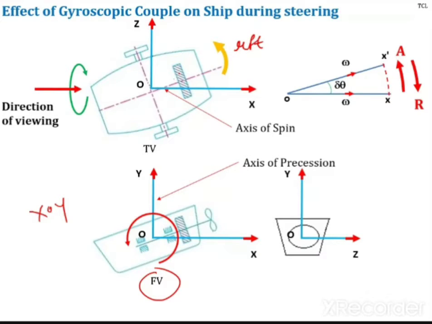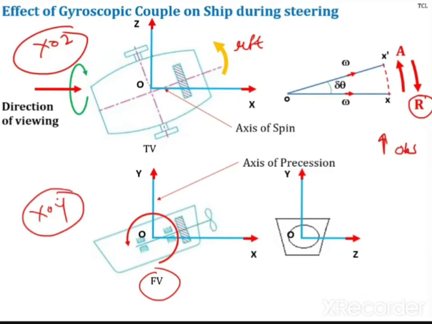Where you can see the ship is taking a left turn from the top view, that is in the XOZ plane. You will look into the XOZ plane, that is the plane of precession, and this reactive gyroscopic couple is acting anti-clockwise. You will see this in the plane XOY, the plane of gyroscopic couple.